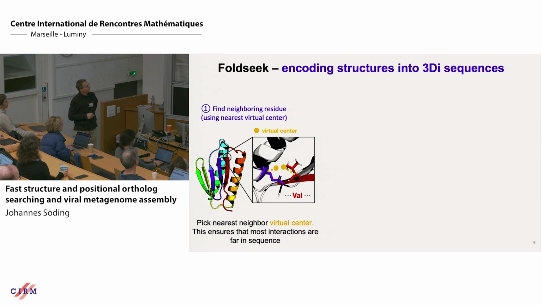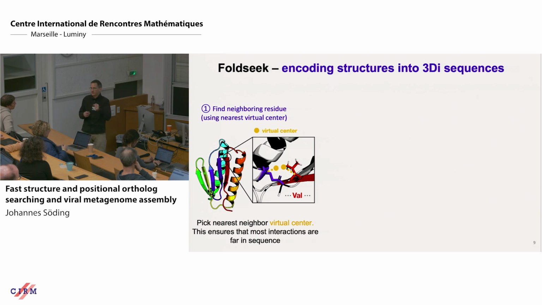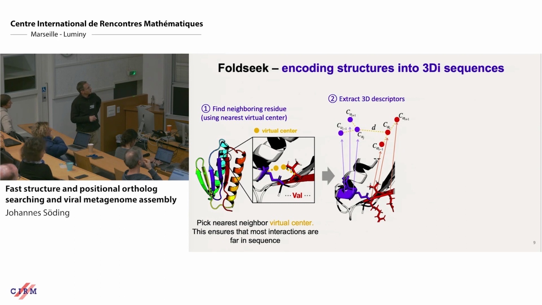The first way is, instead of just taking the nearest neighbor by C-beta distance, you optimize how the nearest neighbors are picked, because you want to pick nearest neighbors that are far in sequence. You don't want to have the situation that usually you pick i-1 or i+1, right? So you want to pick something that is 100 residues or so away. For that, we just defined a virtual center that's roughly going in the direction of the C-beta, but a bit further out and maybe a bit different. Using these virtual centers, we pick the nearest neighbors. Once we have the nearest neighbors, we can extract these geometric descriptors.